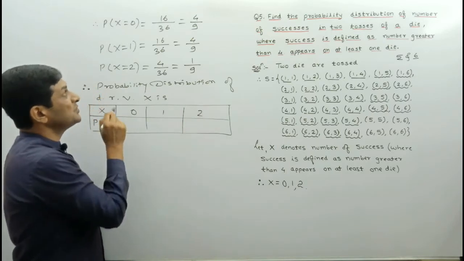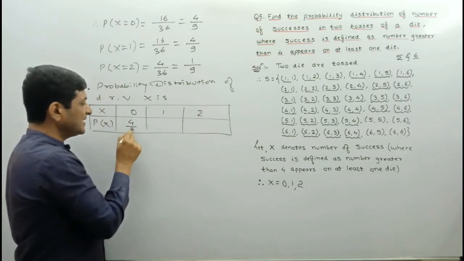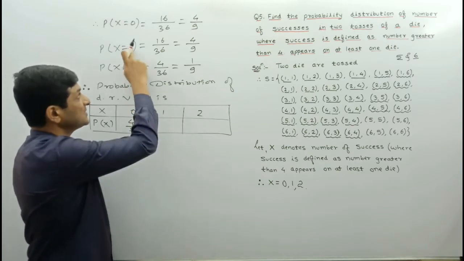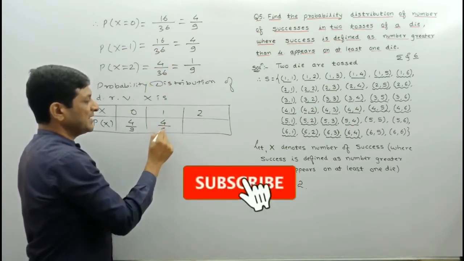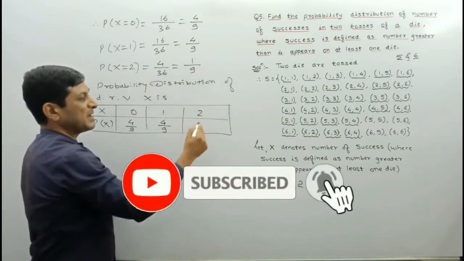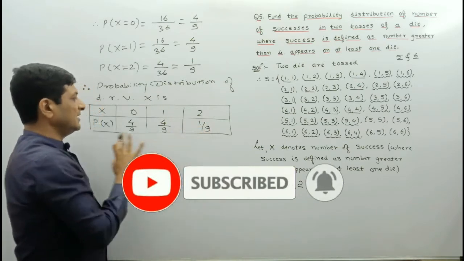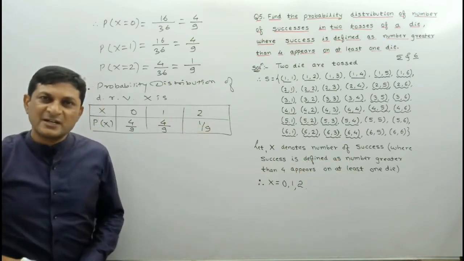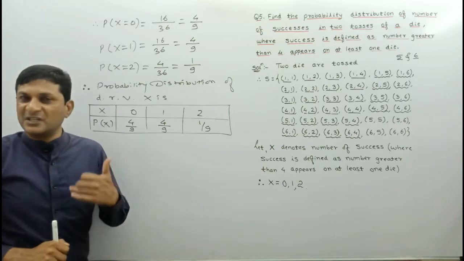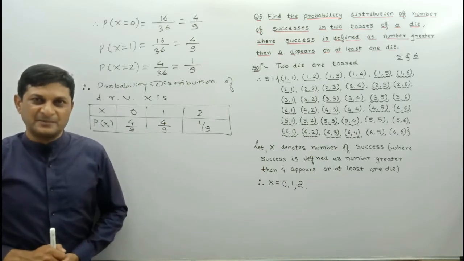When x is equal to 0, what is the probability? 4 by 9. Then what? When x is equal to 1, probability is 4 by 9, and when x is equal to 2, probability is 1 by 9. In this way, we have constructed the probability distribution of the given discrete random variable.